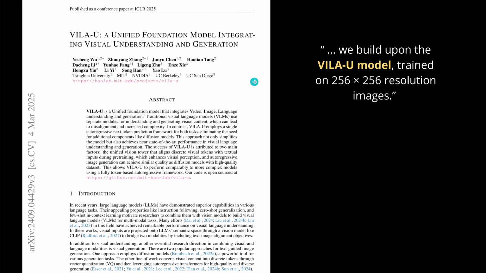Yeah, the model. This is the publication for the model. I don't know if you're familiar with this. This is already the version 3. This is from March 2025. And you have the GitHub here. So go there. It is from Tsung-Yi University, MIT, Nvidia, UC Berkeley, and UC San Diego.